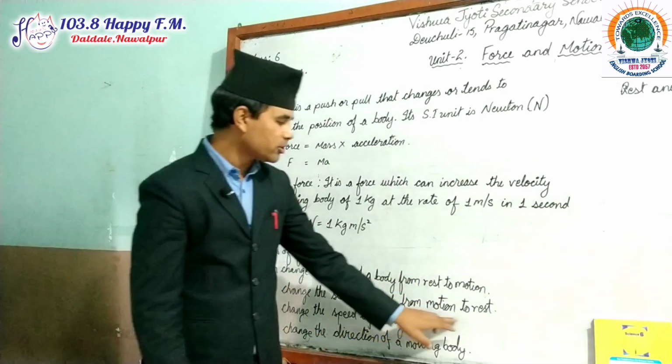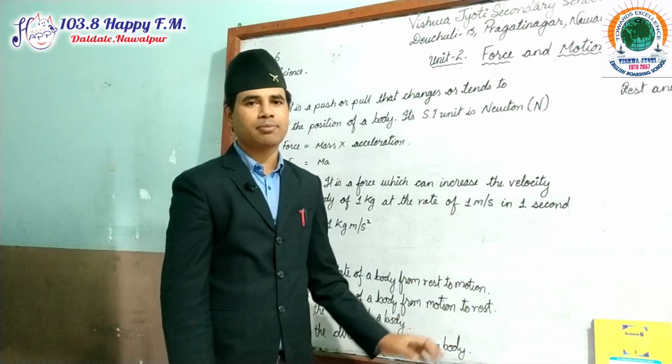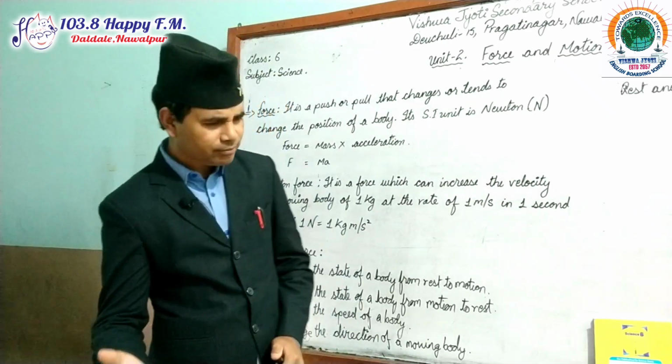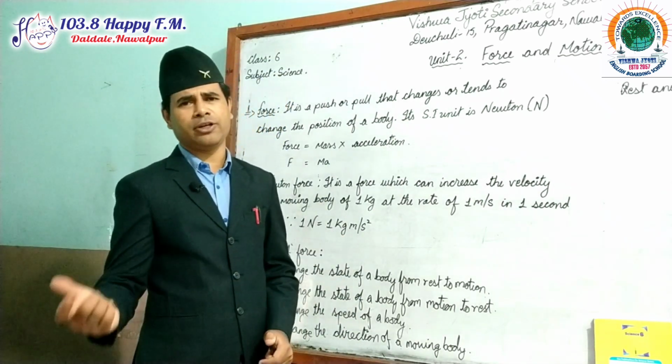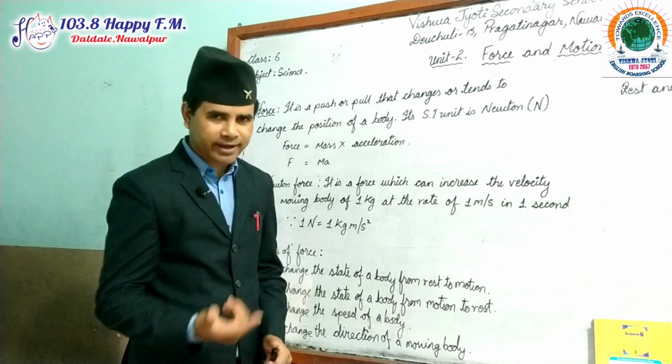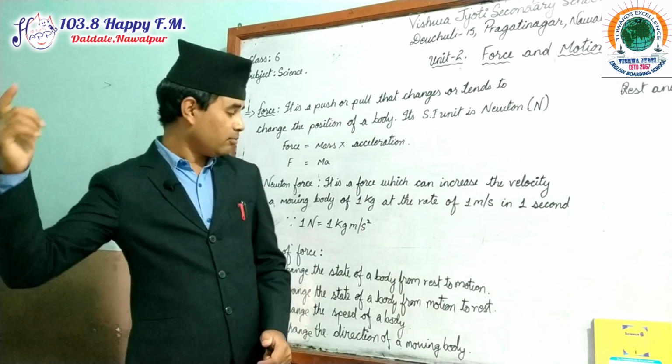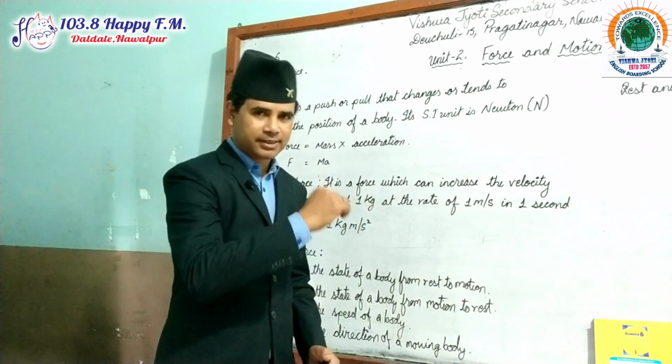Next one, motion to rest. Example, you are driving a car. You need to stop the car. For stopping a car, what do you need to do? You need to push the brake. Automatically, when you push the brake, the car comes from motion to rest.